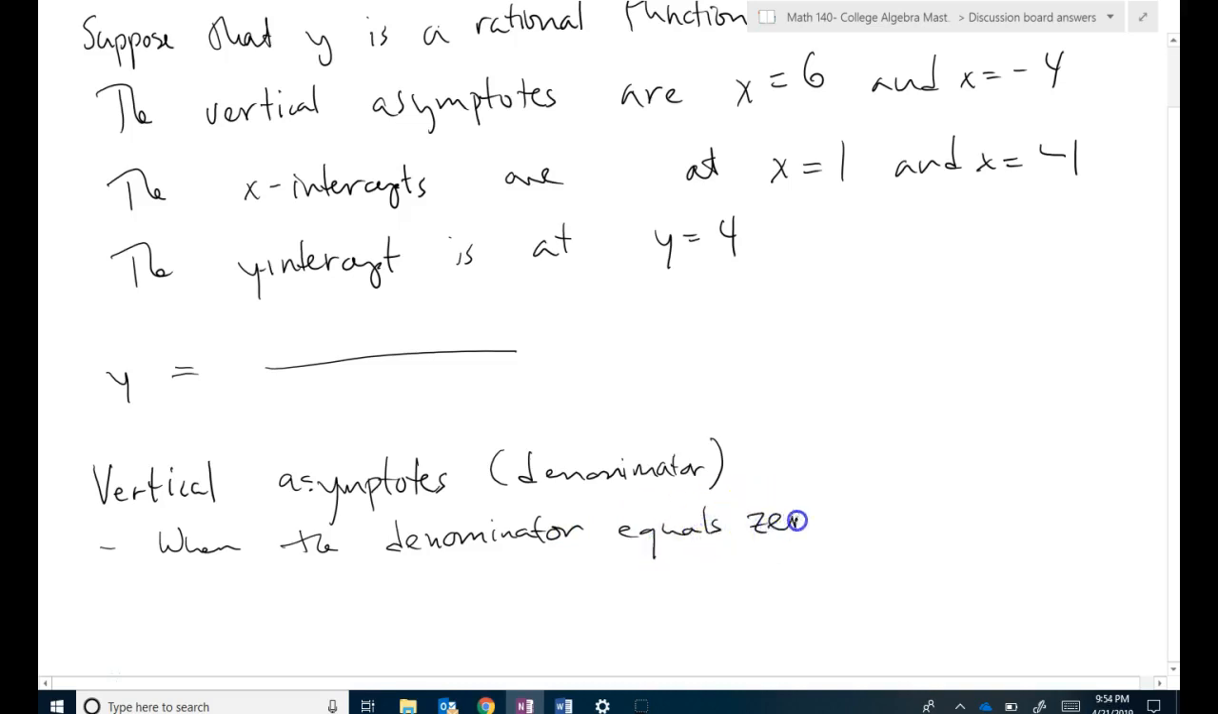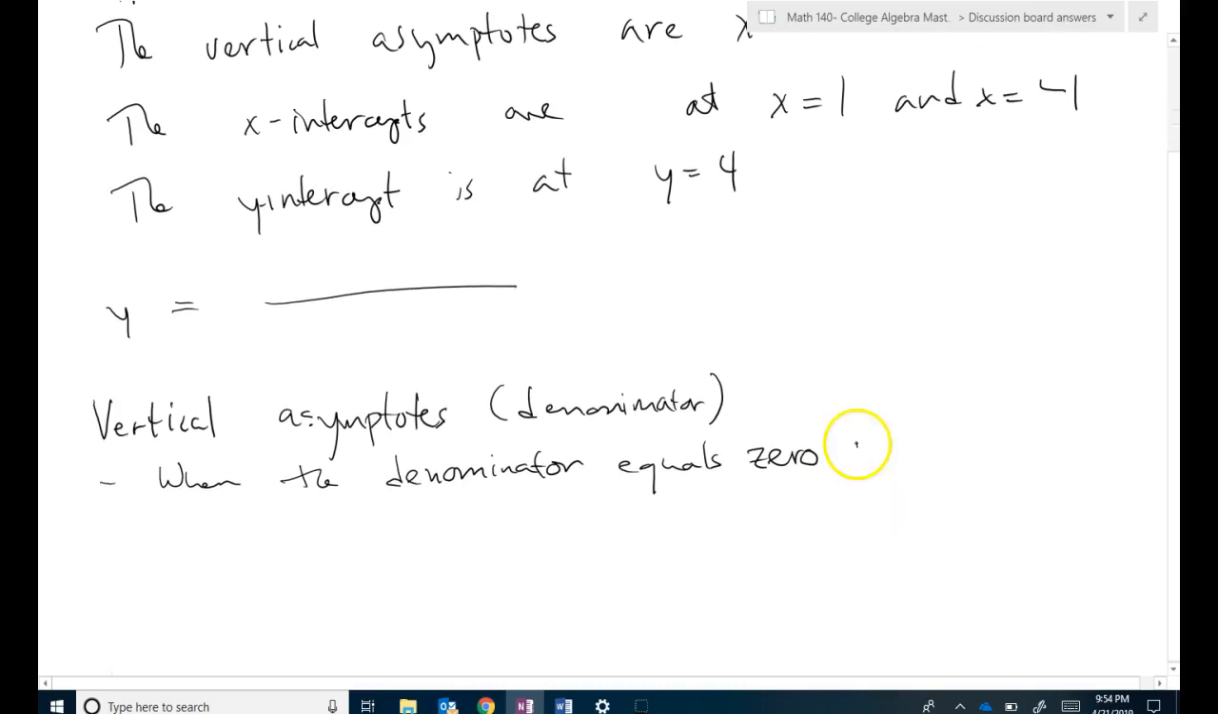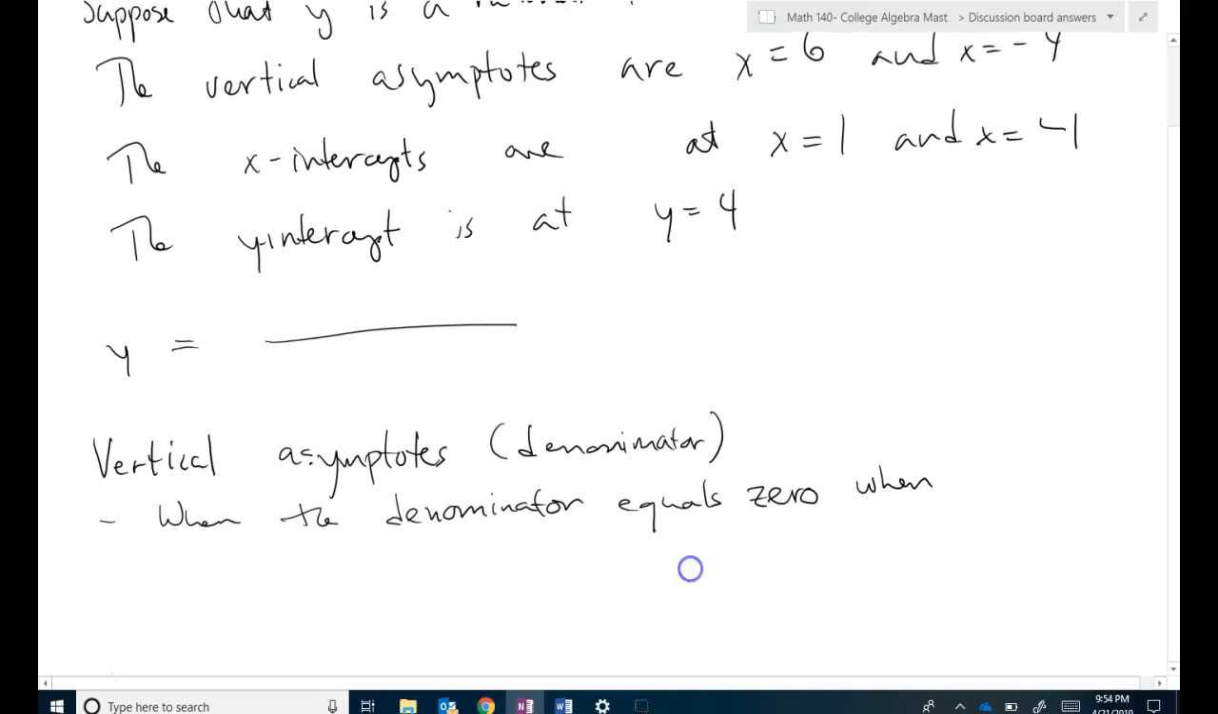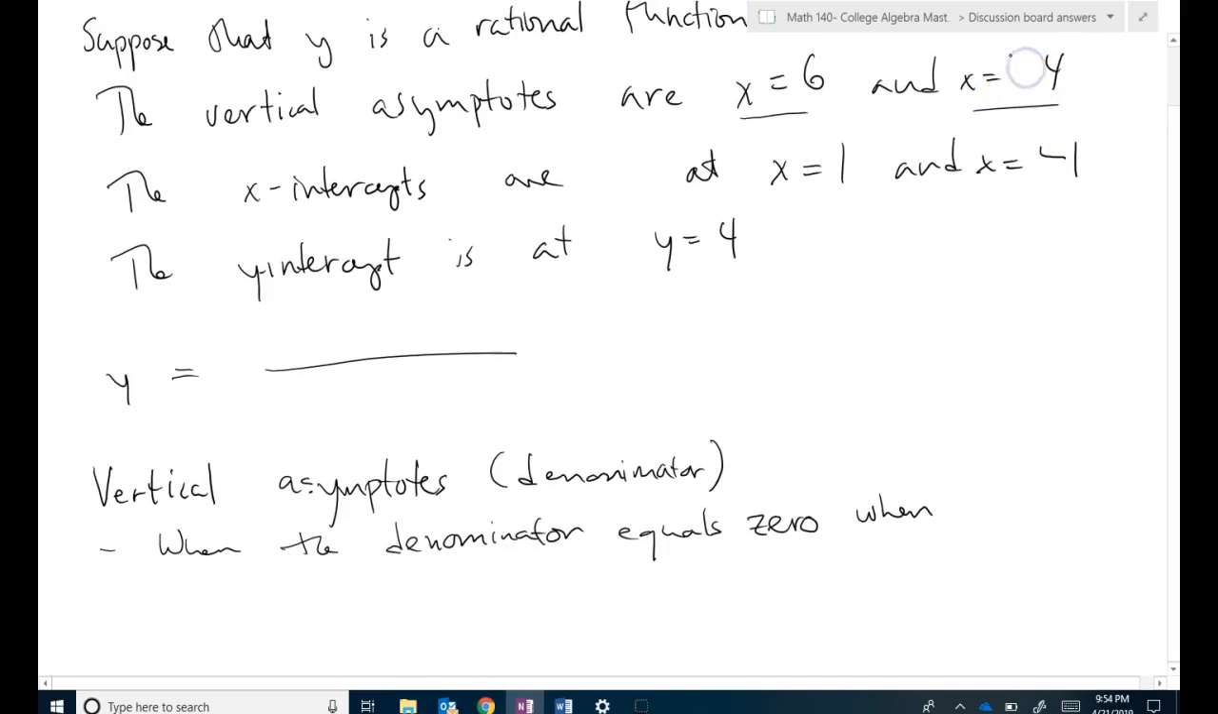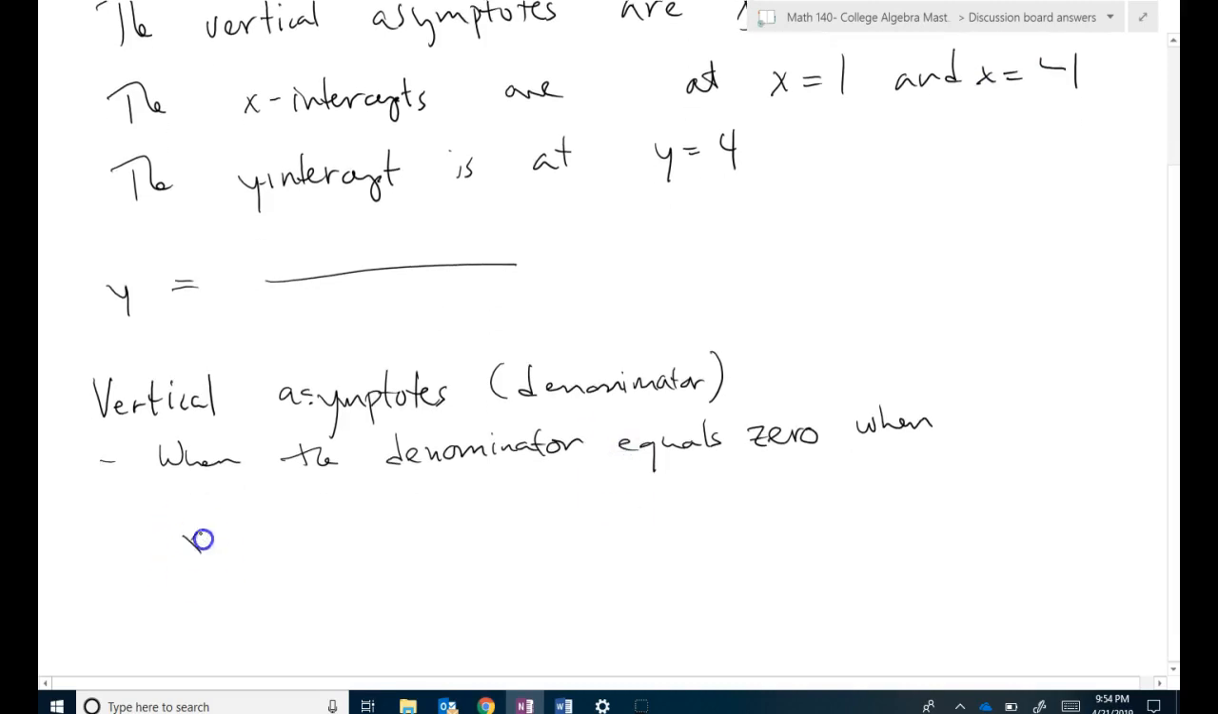And so the denominator is going to end up equaling 0 when we have linear terms for x equals 6 and x equals 4, excuse me, not -4. So that's going to be x minus 6 times x minus 4. Okay, so if I have x minus 6 and x minus 4, these linear terms on the bottom, that's going to give me a function that will be 0 in the denominator and hence be undefined at those values.